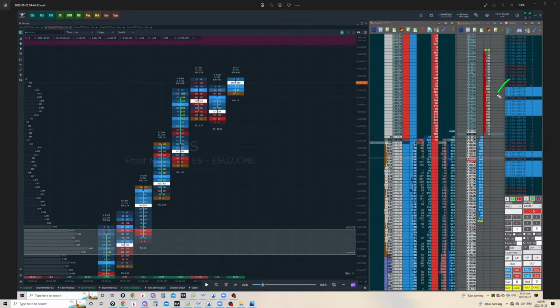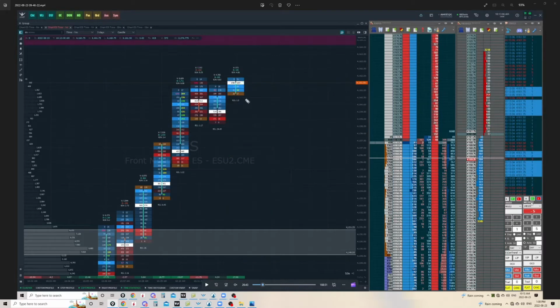You see the tape here printing blue? These blue prints are buyers trying to push the highs. You see this 127 by 2? This is a huge buy imbalance. Okay, so in my mind, I'm in extremely small. I'm maybe in 1/4 size. So if I stop out here, I'm perfectly fine.